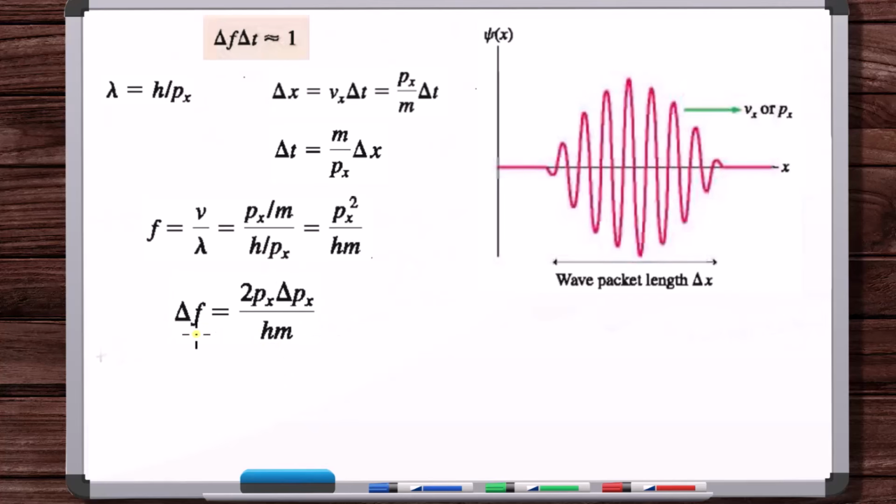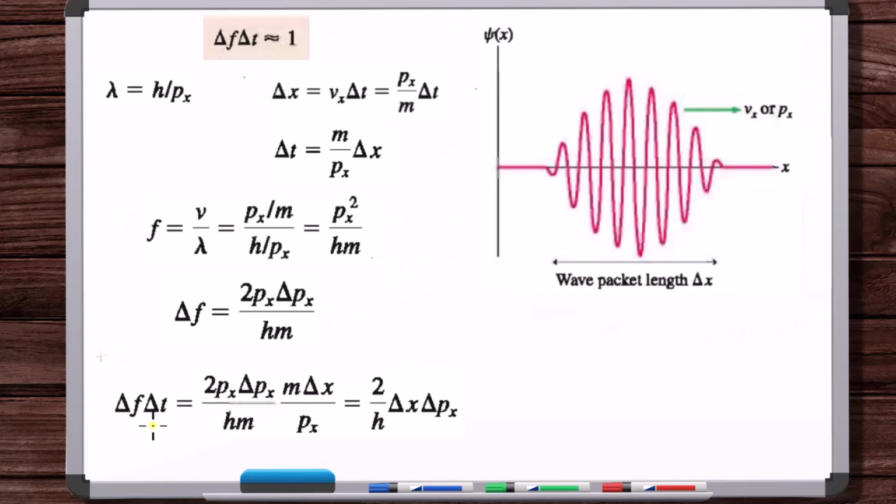Okay, now if we multiply this entire equation by delta t and then substitute in delta t here, we get delta f delta t is equal to 2 over Planck's constant times delta x delta p. Now in practice, this delta f delta t being approximately equal to 1 really acts as a lower limit.